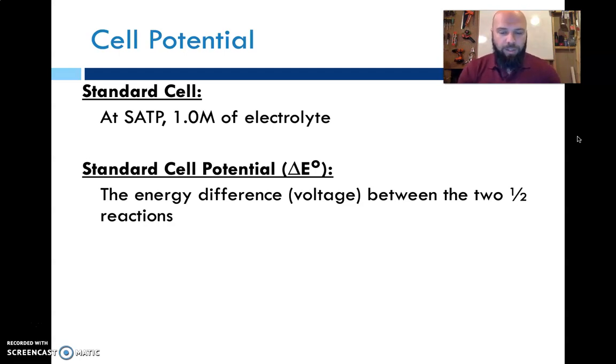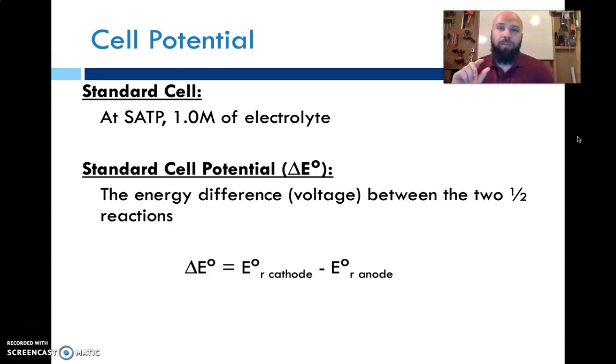The equation that you can use for the standard cell potential, or the delta E naught, is the reduction potential at the cathode minus the reduction potential at the anode. Notice that in this equation we're looking at both the reduction reactions. You are going to have oxidation occurring at the anode, so you usually will be given the oxidation reaction and you have to flip it to see what the reduction is.